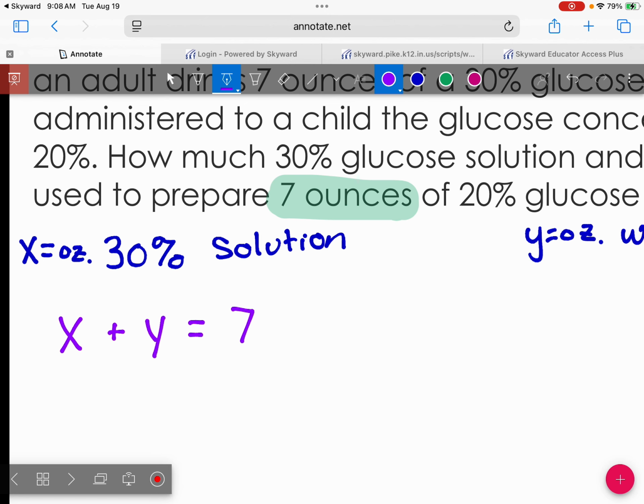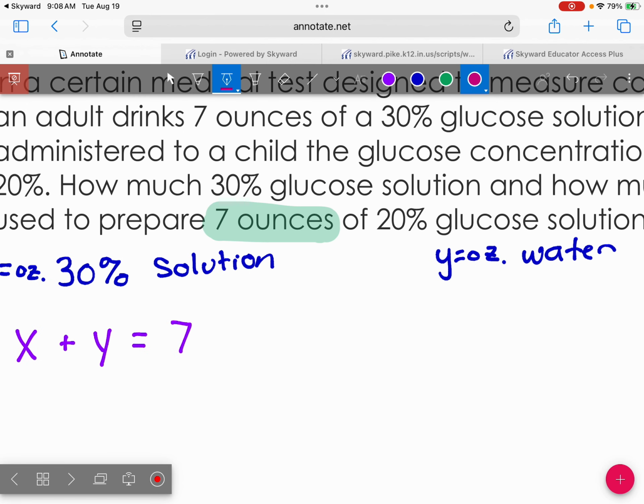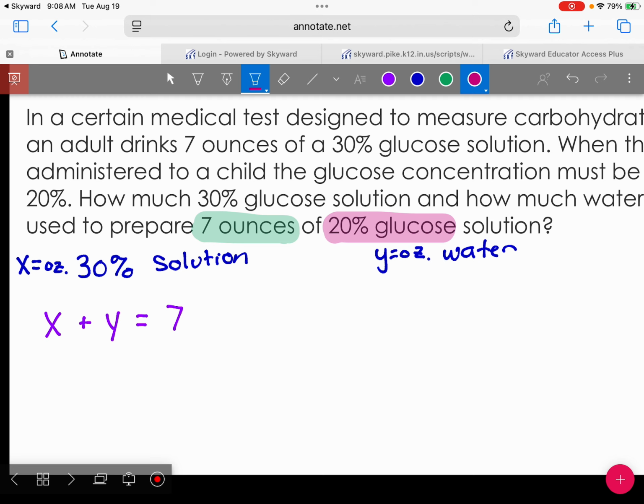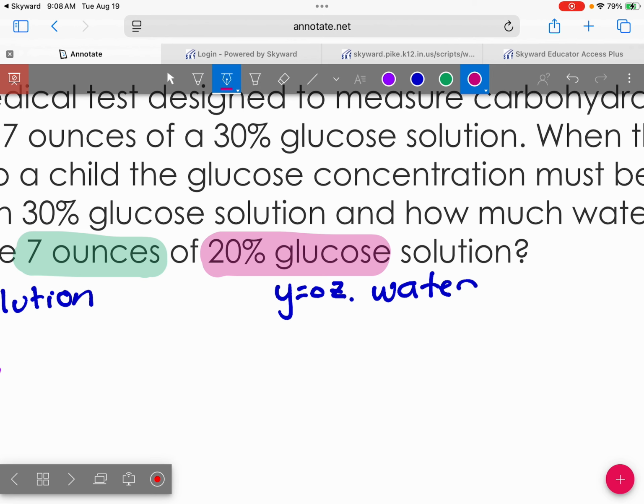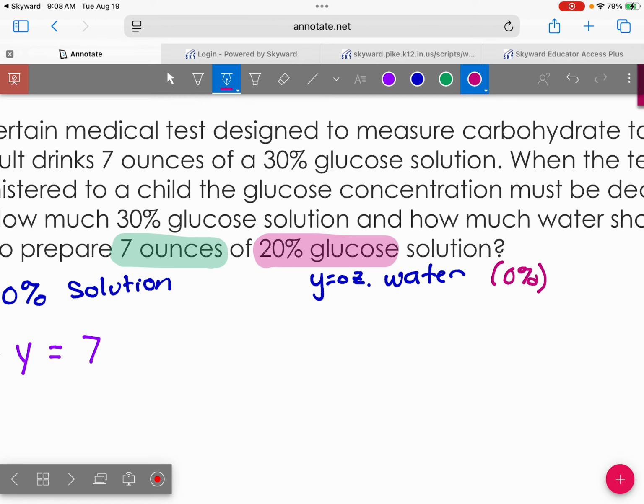The tricky one to wrap our brains around is how we get it to be a 20% solution. I know that this guy, our X, is a 30% solution. What percent does water have of glucose? 0. It's a 0% solution. So if it helps, you can think of this as a 0%. So I know if I have some 30% solution and some water, I need to make the 20%.